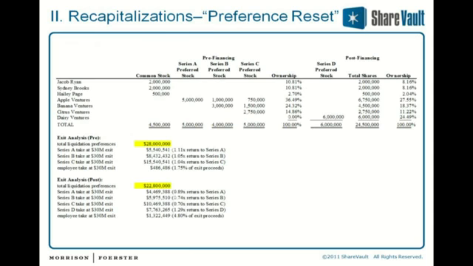We sometimes refer to the preference reset as squeezing elephants into a telephone booth. We've got a company here. You'll recognize the company's cap table on the left-hand side here. They did a $5 million round at $1 a share. They did an $8 million round at $2 a share for Series B, and a $15 million round at $3 a share in Series C.